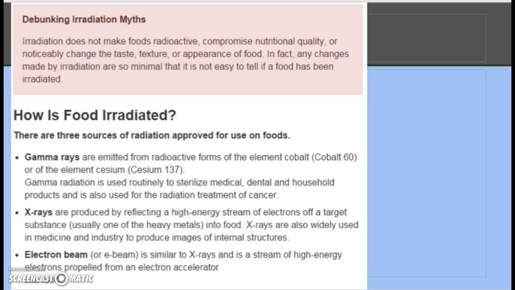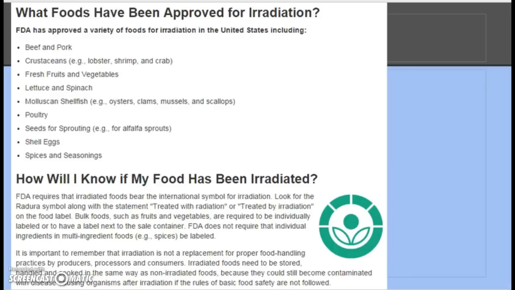So there's three sources that we use. We use gamma rays. They also use X-rays. And they use an electron beam. So again, with all this stuff, feel free to pause and read some more. I'm just going over it.